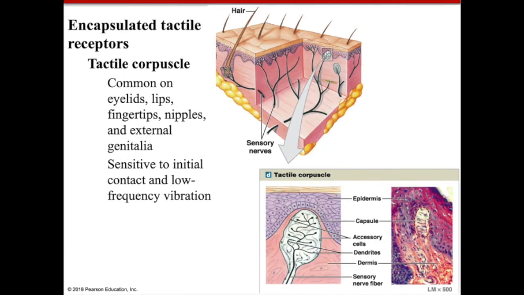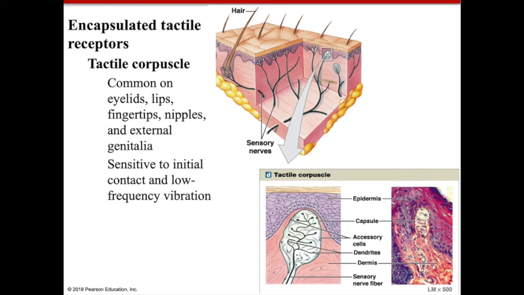Moving now to receptors that have a capsule, we encounter the tactile corpuscles. Note that they are superficial, and they adapt fast, so they stop responding fast, and therefore they are sensitive to initial contact. And you can find them in the eyelids, lips, fingertips, nipples, and external genitalia.